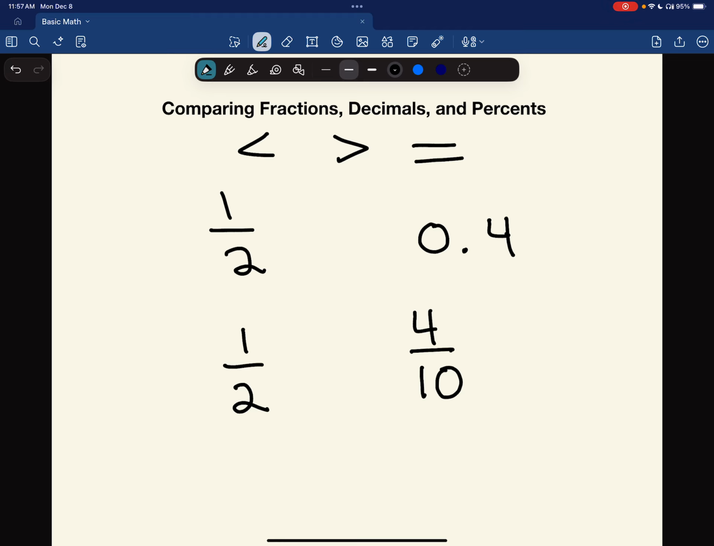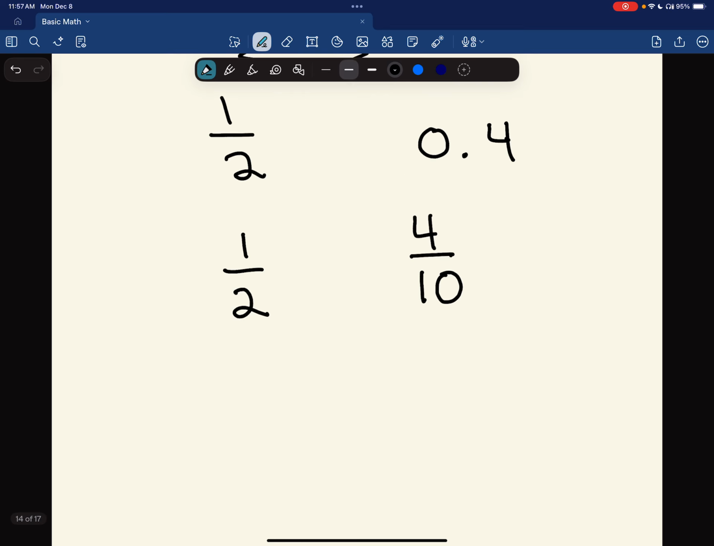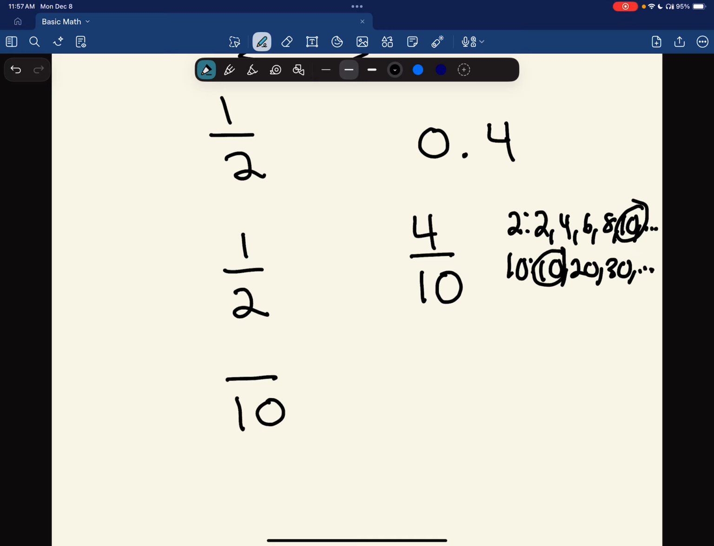Okay, then we need to find the common denominator between 2 and 10. So if we look at the multiples of 2, we have 2, 4, 6, 8, 10, and so on. And the multiples of 10 are 10, 20, 30, and so on. Okay, right away we notice that 10 is the least common multiple. So we're going to change our denominators to 10.